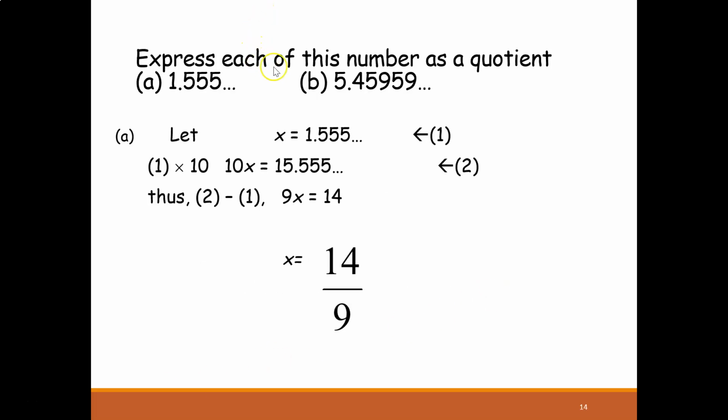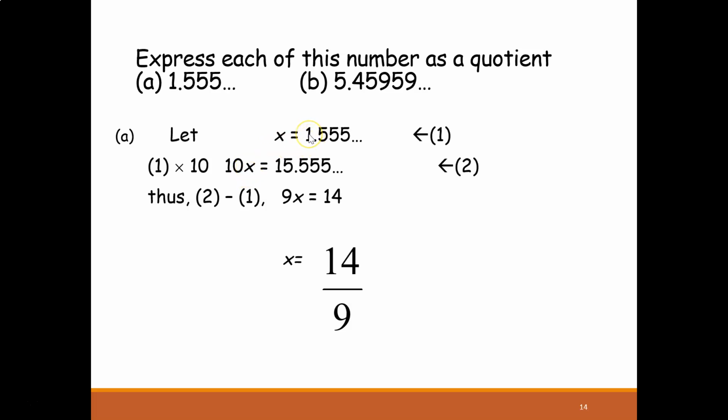And then express each of these numbers as a quotient. Okay, maksudnya you are going to express it, tulis dalam bentuk quotient, dalam bentuk nisbah atau pecahan. So we have 1.5555. This is a repeating number, so we call it a rational number, right? First thing you need to let x equal to 1.555. We let this as the first equation. The first equation we will multiply by 10. So when you multiply this by 10, you will get 10x. Darabkan dia dengan 10, 10x.